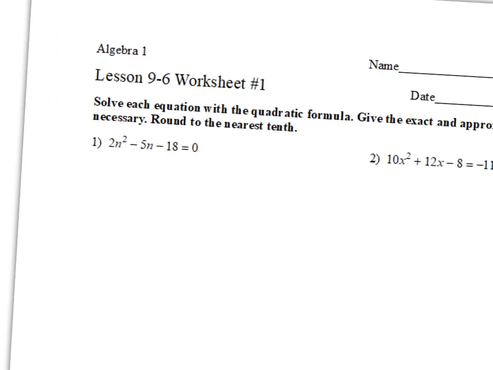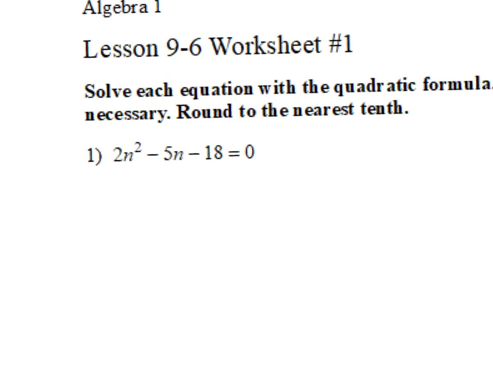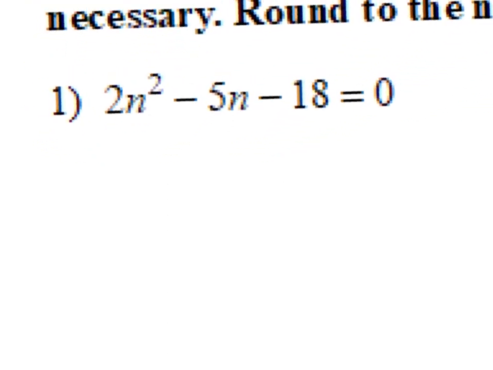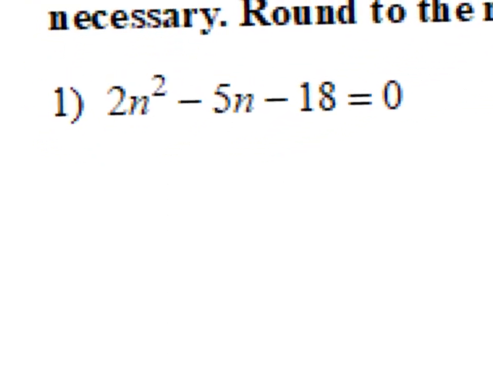Right, so this is the answer key for lesson 9-6, worksheet number 1. All right, so we're working on the quadratic formula. On this first guy here, A is 2, B is -5, and C is -18, because it was already set equal to 0.